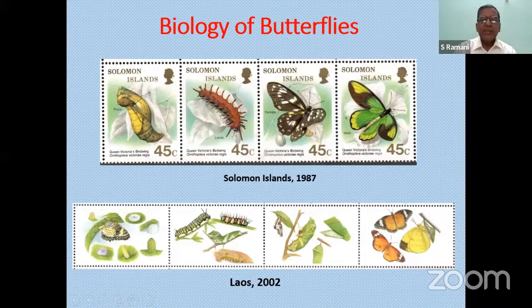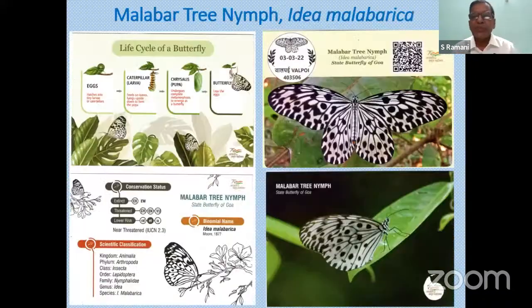Another example of understanding various aspects about at least butterflies, which has been produced very recently by Goa, are very beautiful picture postcards. You can see here the life cycle of the butterfly is featured on this picture postcard, and also the conservation status, not threatened, and the scientific classification of this particular butterfly. This is Idea malabarica, which has been declared as the state butterfly of Goa. So you can see here, this is the butterfly, a very beautiful butterfly, which has a wonderful flight.